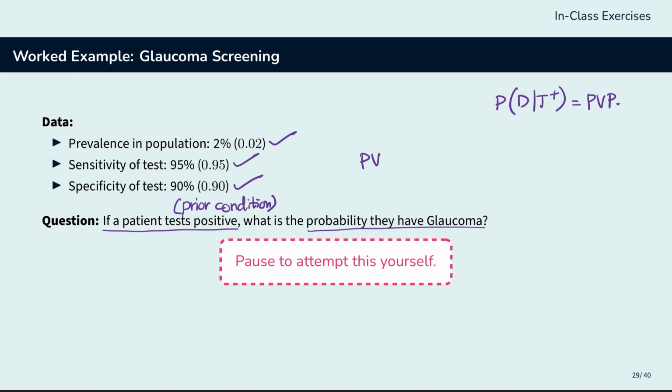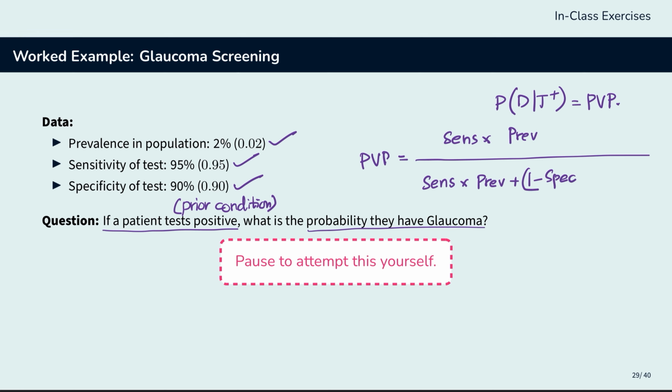The predictive value positive can be calculated from the formula: sensitivity times prevalence, divided by sensitivity times prevalence plus 1 minus specificity times 1 minus the prevalence. This can be used in this formula. So now use this formula and try to solve for the predictive value positive. Pause here for 2 minutes and try to solve this problem.